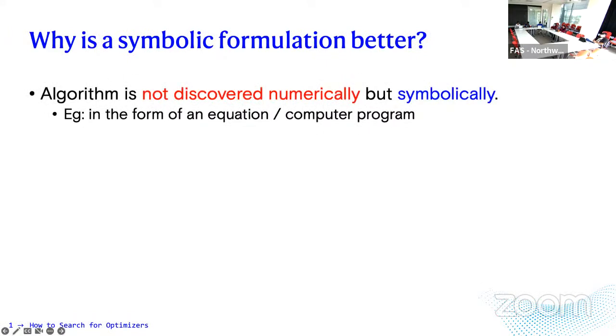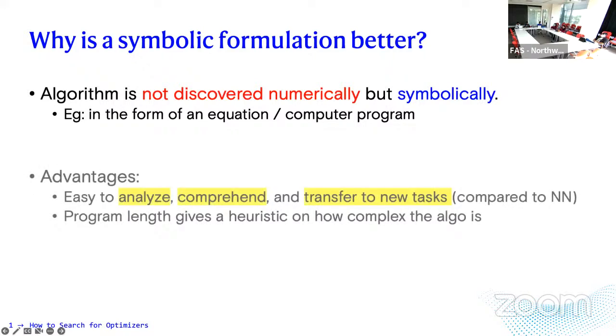So rather than a numerical, black box solution, we need to come up with some sort of an equation or computer program so that it's easy to analyze and that algorithm can be easily applied to a new task. Also, the program length naturally gives us an intuition on how complex the algorithm is. So in this paper, the goal is to come up with a symbolic formulation and try to optimize it.